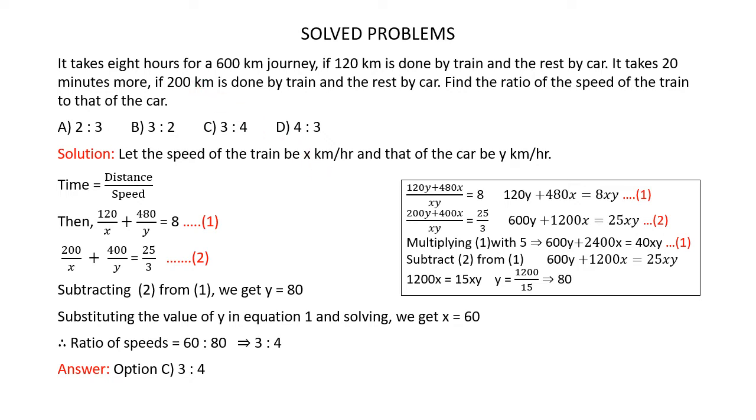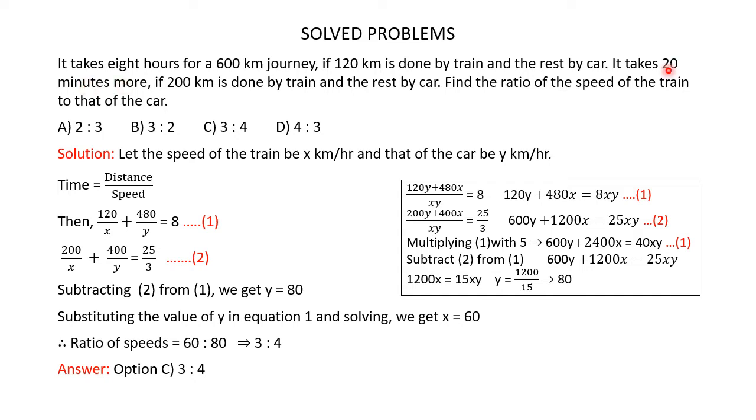Now the rest of the journey is done by car. So 600 minus 200 is 400. So 400 kilometers is done by the car at a speed of y kilometers per hour. So the time taken by the car is 400 by y. Now it's given that in the second instance, the journey takes 20 minutes more.